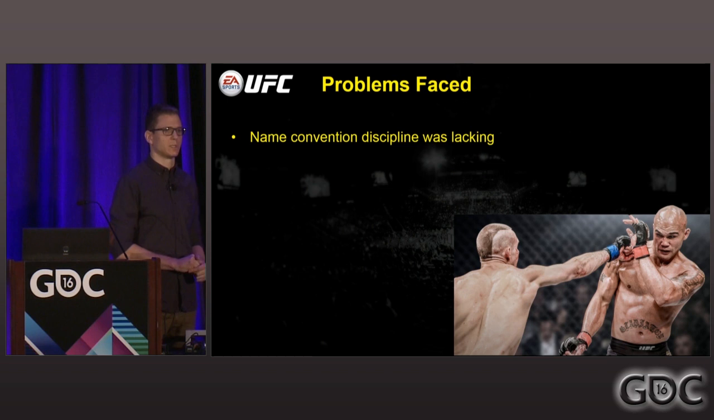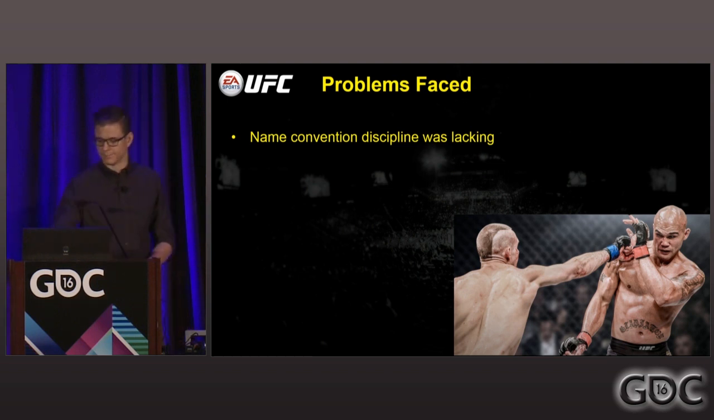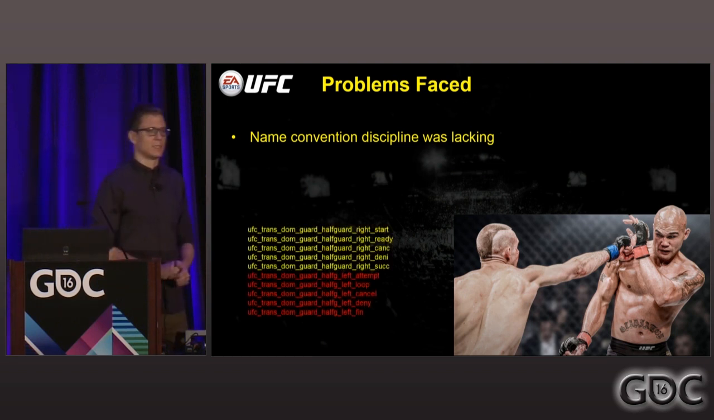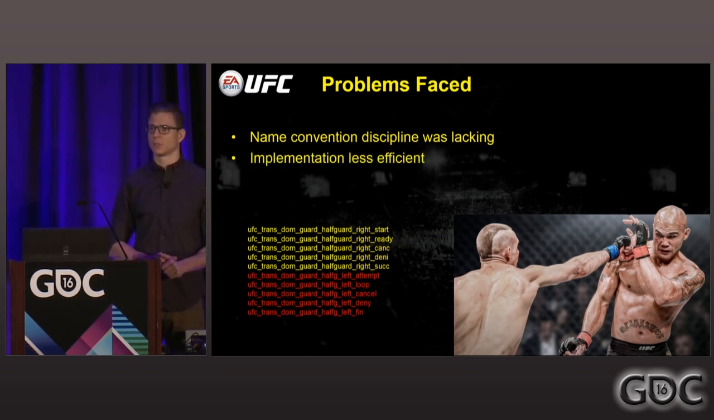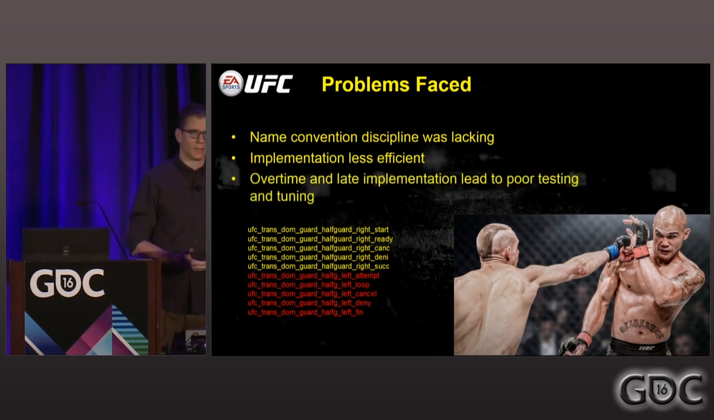our name convention discipline was lacking. Some animators named, for example, our half guard position half guard. Others named it half G. Some people named it start for the start animation, others success, or others attempt. Neither is wrong, but they are inconsistent. And that made our implementation less effective when searching out these particular assets. Problems like that and other problems completely different led to overtime, led to late implementation, which led to poor testing, poor tuning.